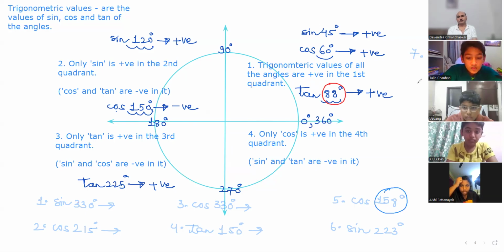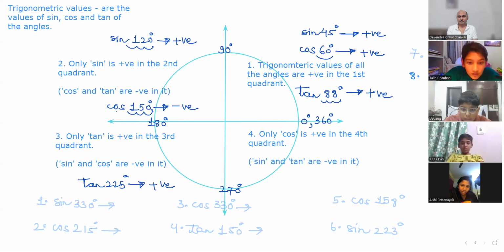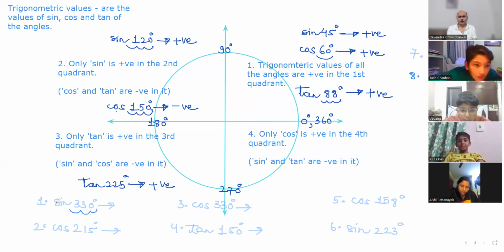Sir, second quadrant. No, sir, I'm asking a different thing. What is the different thing? Sir, we are writing sin 330 degrees, but we can also write cos 330 degrees, tan 330 degrees. So we'll write sine 330 degrees for the fourth quadrant. Yes, obviously. Now I get it. Sorry, I got confused. No worries.